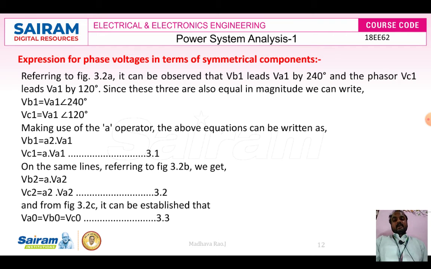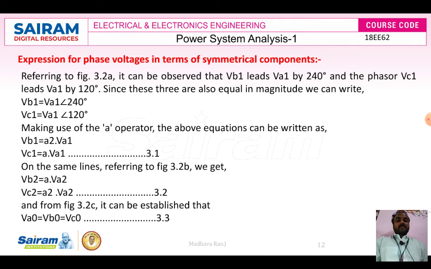Okay. So here phase voltages we are expressing in terms of symmetrical components. In the previous diagram we observed that VB1 leads VA1 by 240 degrees and VC1 leads VA1 by 120 degrees. Since these three are equal in magnitude, we can write VB1 is equal to VA1 at an angle 240 degrees, and VC1 is equal to VA1 at an angle 120 degrees.